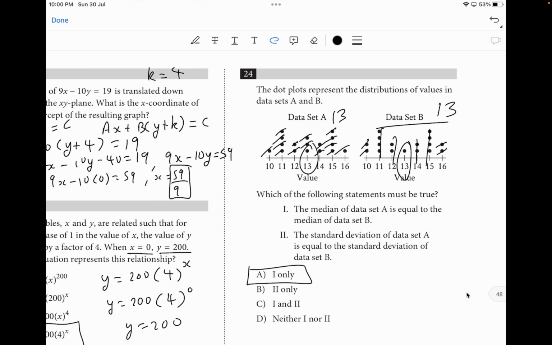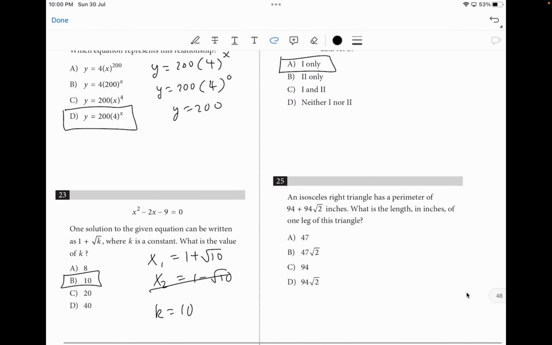Since more of the values in dataset A are closer to 13 than in dataset B, it follows that dataset A has a smaller standard deviation than dataset B. So statement 2 is false, and therefore only statement 1 must be true. That's why choice A is the correct answer to question number 24. Now let's move on to question number 25.